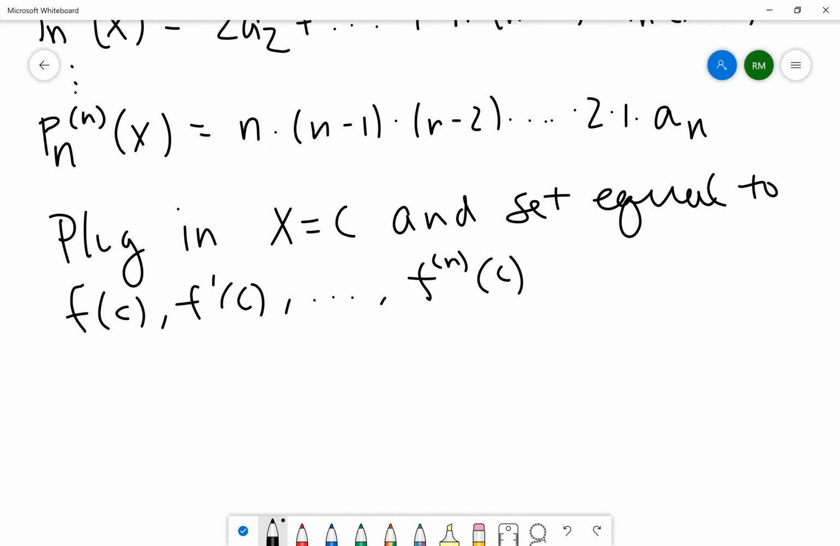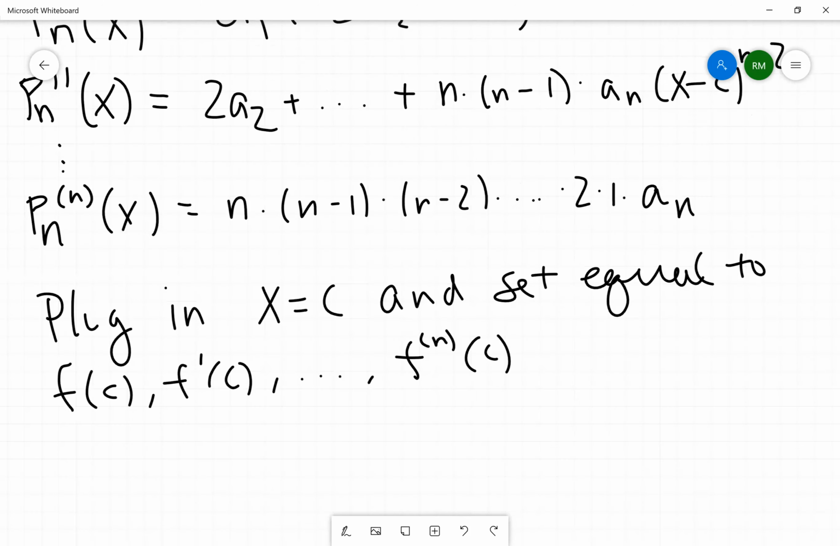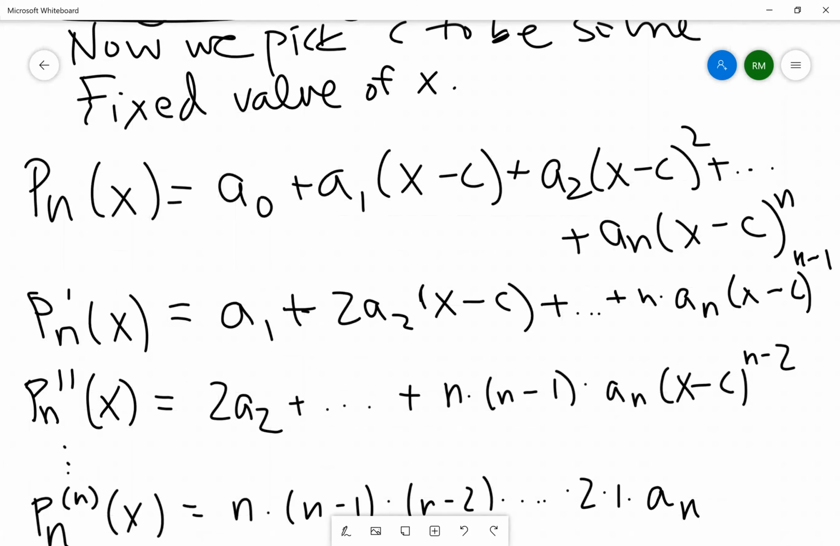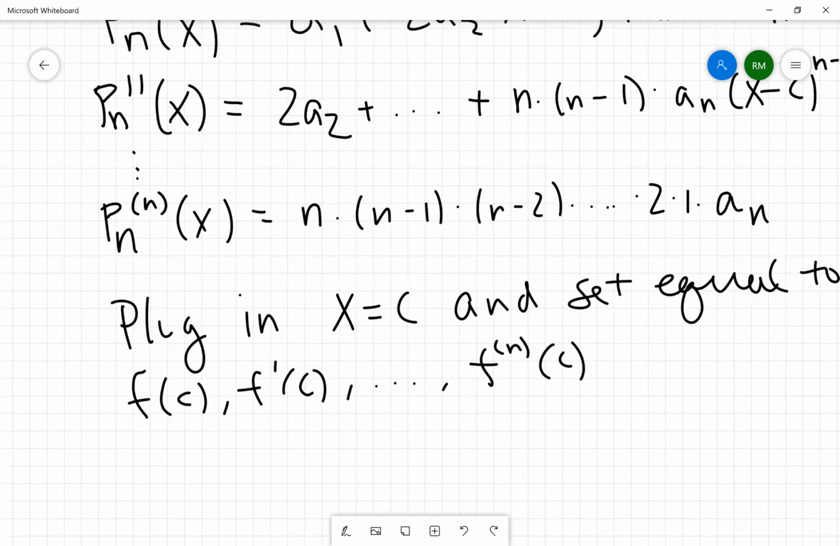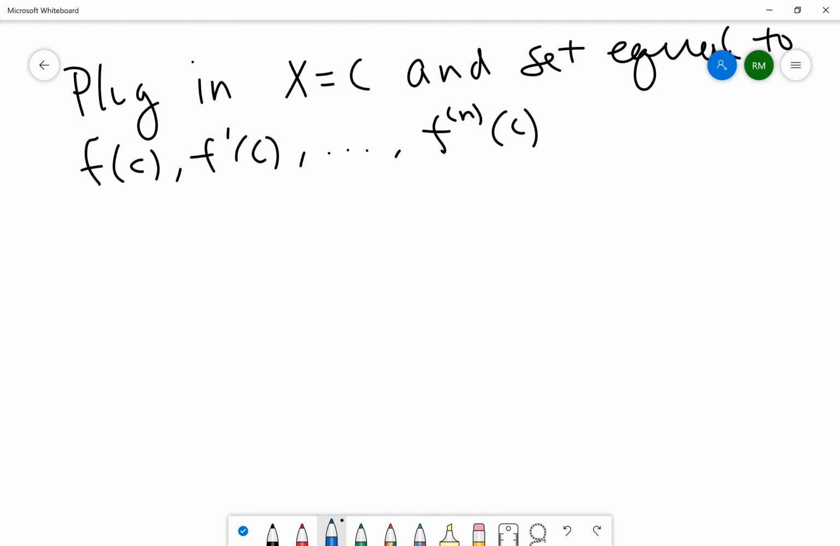So if you keep track of what's going on, let's look at this first expression. I'll underline it. What happens when I plug in c? Well, observe that all the terms are equal to 0. So this will be 0, this will be 0, this will be 0. When I plug in c, I find that Pn of c is equal to a0, and that must be equal to f of c.